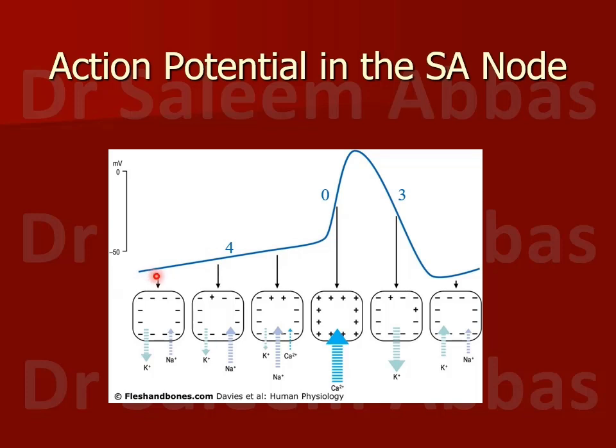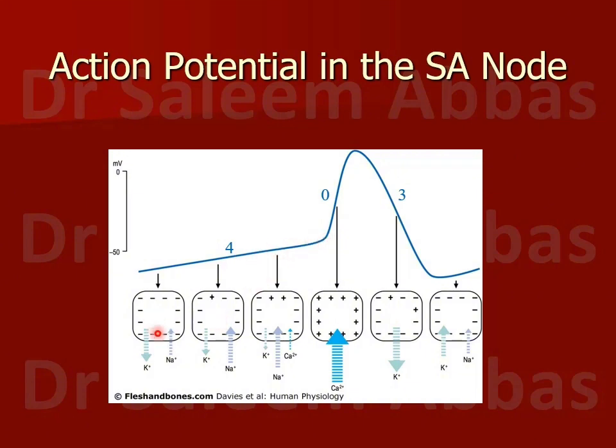It is an unstable resting membrane potential, and this is also known as pacemaker potential. As you can see, the negativity inside the nodal fiber is gradually decreasing till it reaches the level of -40, and this is because of the presence of the funny channels.